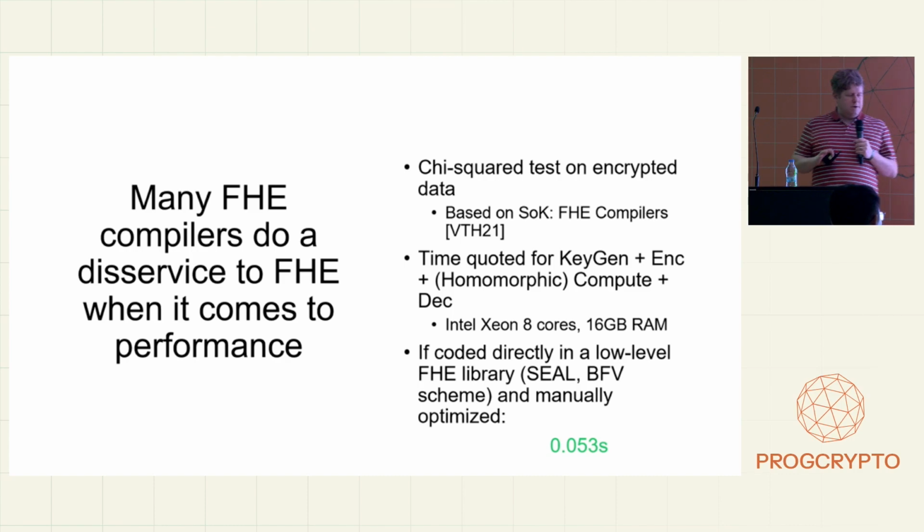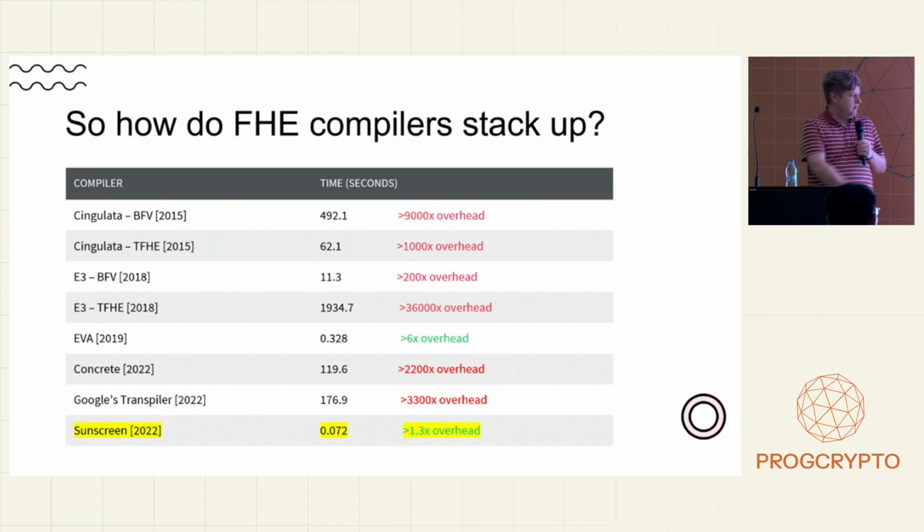And if you were to manually implement this in the BFV encryption scheme with SEAL, it would take about 50 milliseconds to run. But we see that many of the compilers have hundreds to thousands X overhead in runtime. There are two notable exceptions, one of which is Ava, which is built on the CKKS scheme. So again, unfortunately, probably not interesting to a lot of Web3 applications, but Sunscreen only has a 1.3x overhead.